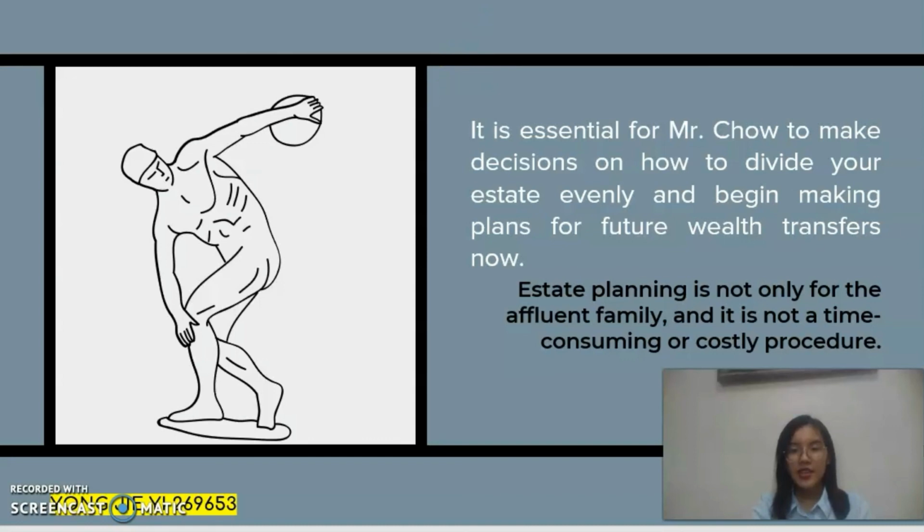So it is essential for Mr. Chow to make decisions on how to divide your estate evenly and begin making plans for future wealth transfer now. Estate planning is not only for rich families, and it is not a time-consuming or costly procedure. An estate plan can be customized based on your requirements, financial concerns, and family situation. So it is better to start estate planning as soon as possible.